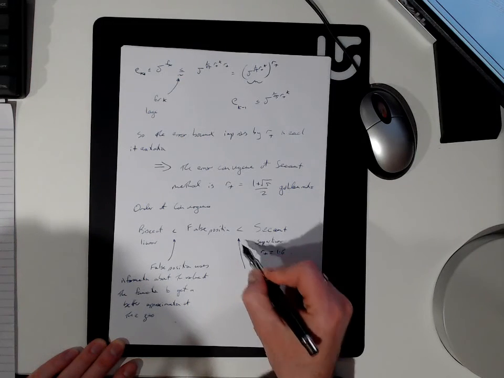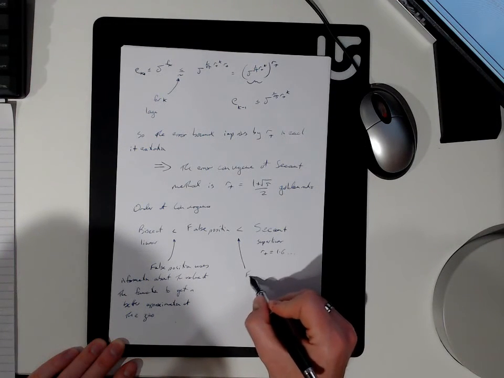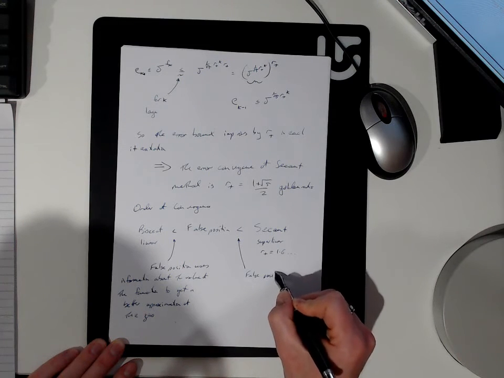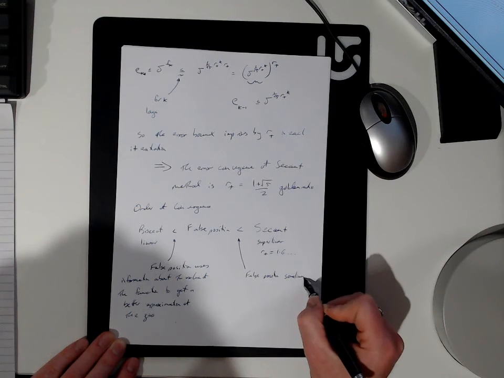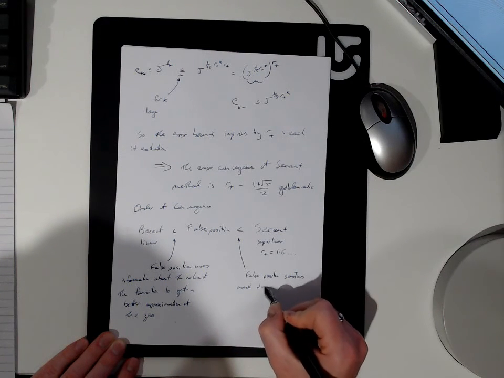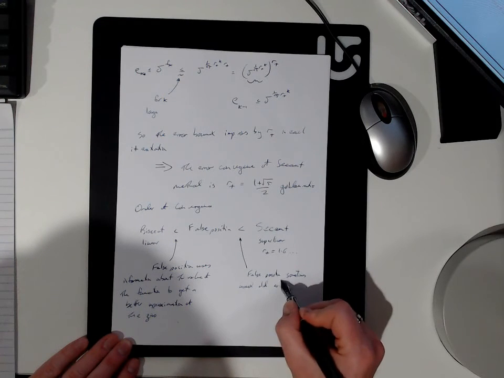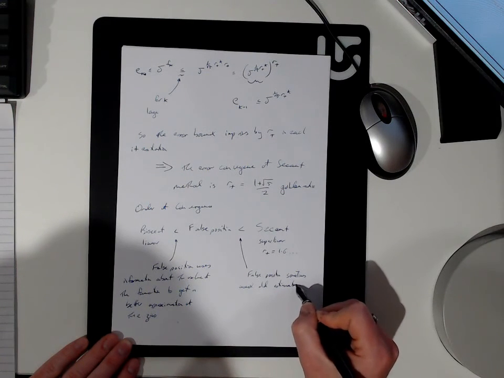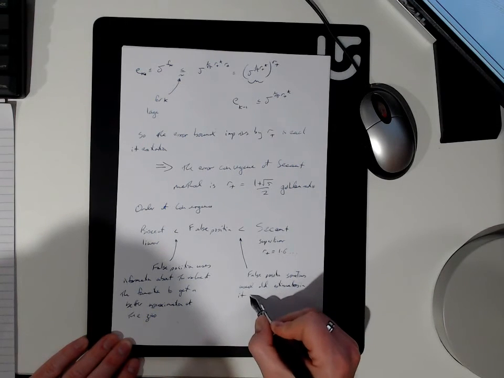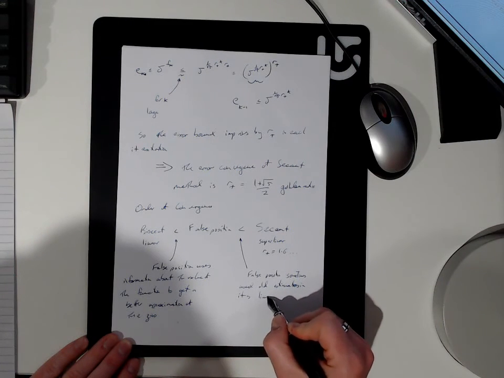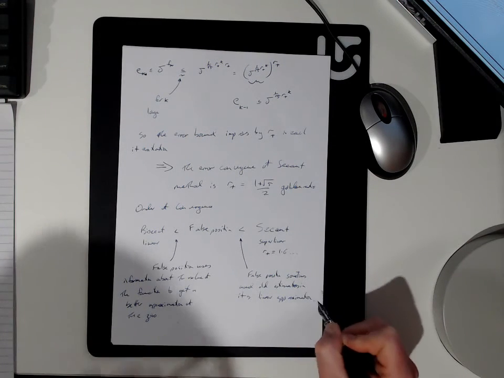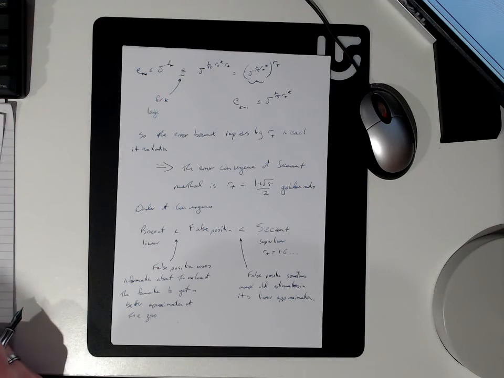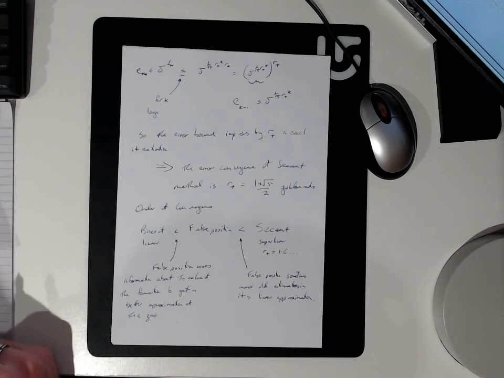And this is argued because false position sometimes uses old estimates in its linear approximation. Okay.